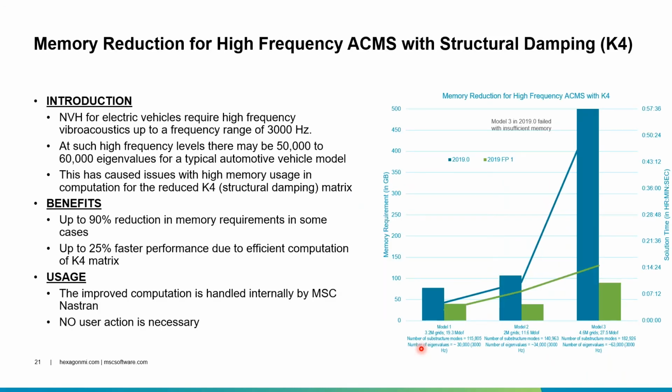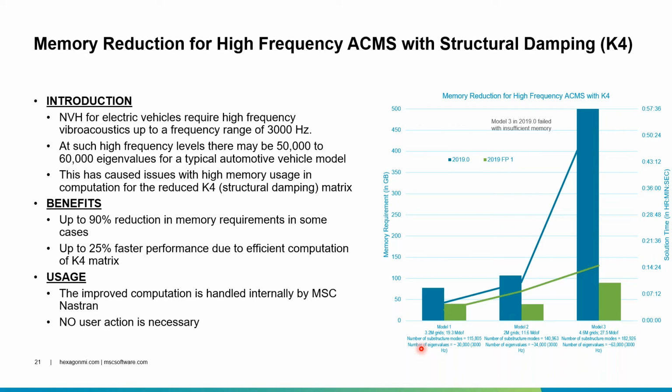So this is some of the recent enhancements done with MSC Nastran. Memory reduction for high frequency ACMS with structural damping K4. When we do the NVH for electric vehicles, they require high frequency fiber acoustics up to a frequency range of 3000 Hertz. At such high frequency levels, there may be 50,000 to 60,000 eigenvalues for typical automotive vehicle applications. This has caused issues with high memory usage computation for the reduced K4 structural damping matrix. And that's why we have added this capability of memory reduction.